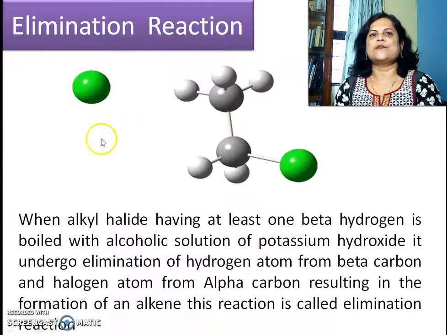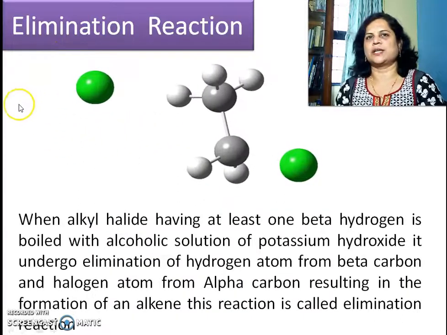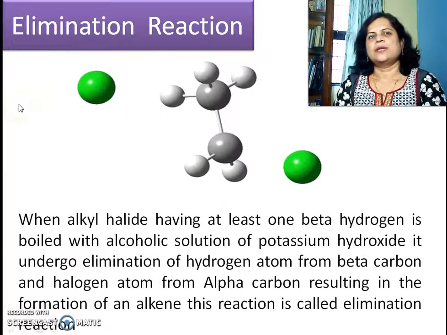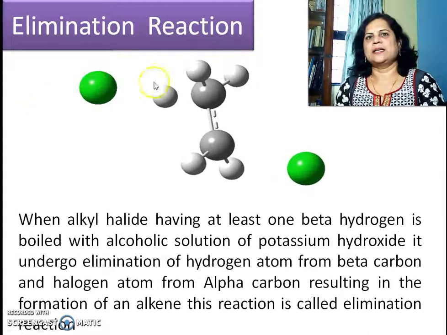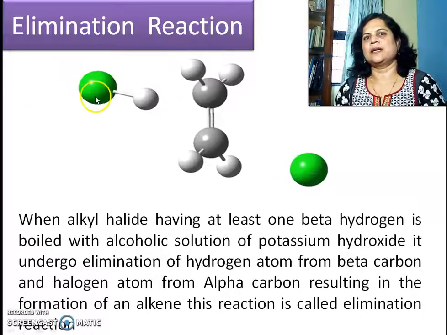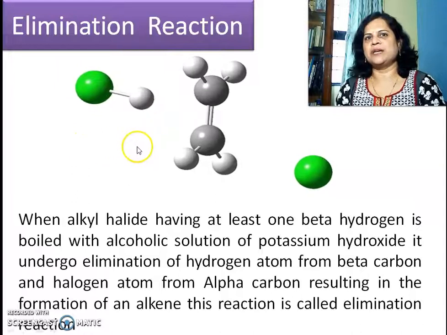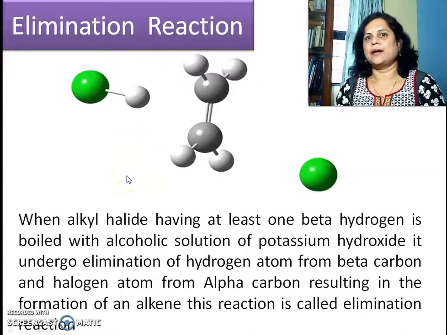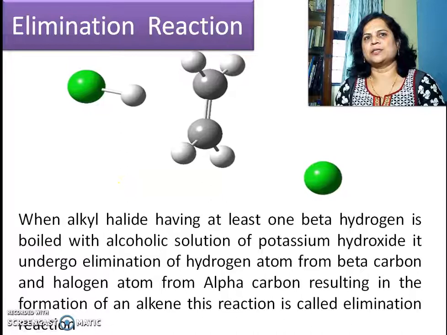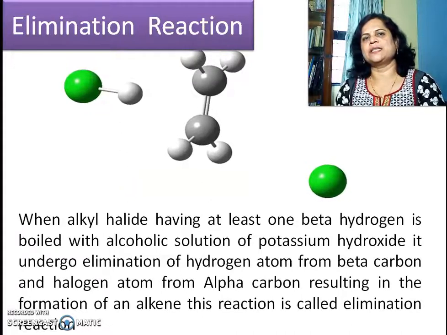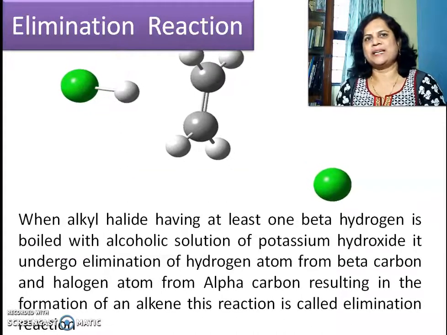The next type of reactions are elimination reactions. What are elimination reactions? Alkyl halides in their structure have one beta hydrogen and one alpha halide group. Beta hydrogen means the hydrogen which is present on the beta carbon atom.